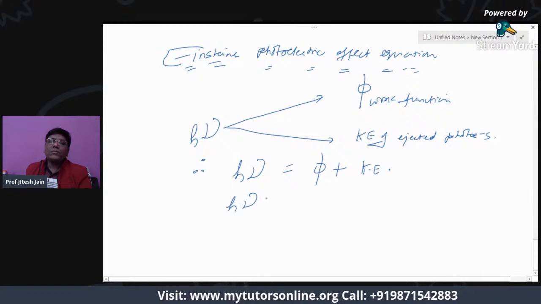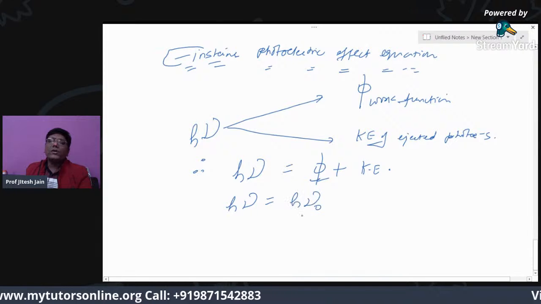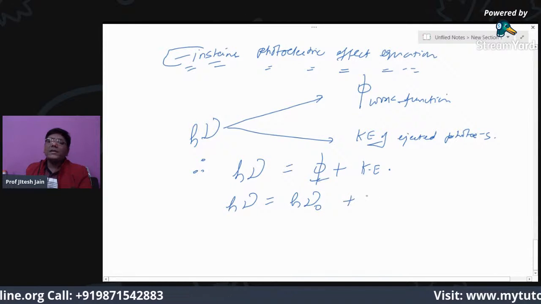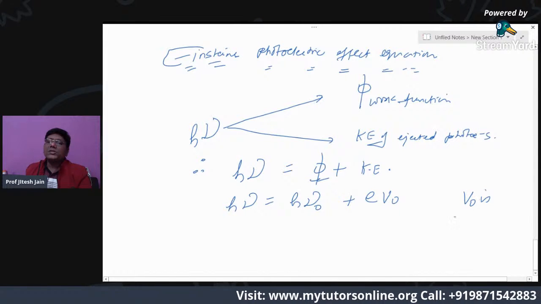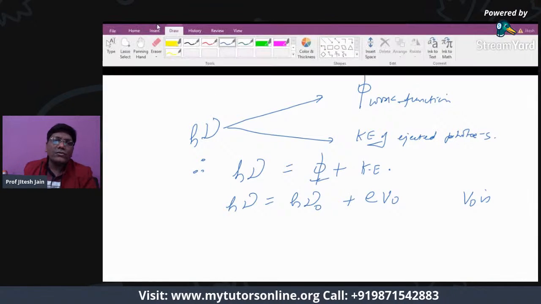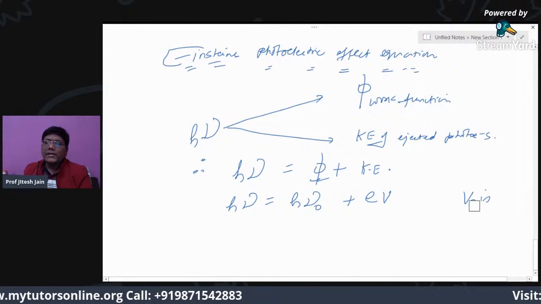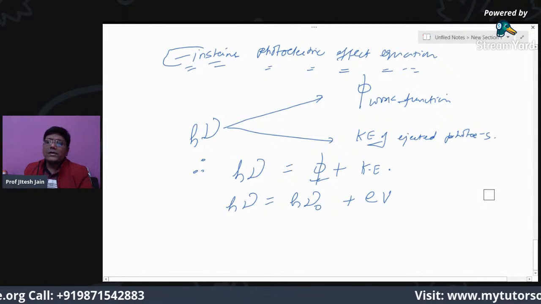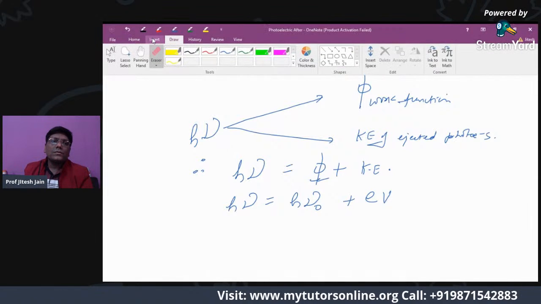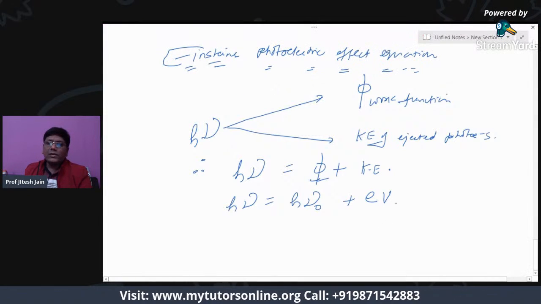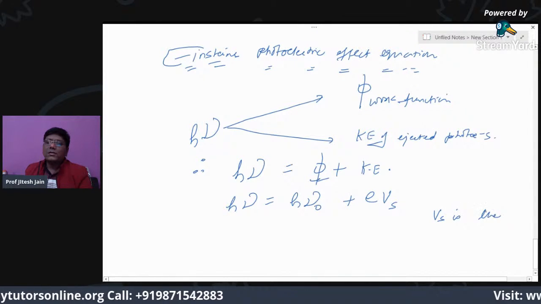So h nu will be equal to phi, and phi is basically h times nu 0, plus the kinetic energy. Kinetic energy here is e times V0, where V0 is the stopping potential. Or if you get confused, you can write Vs instead of V0. So Vs is the stopping potential.